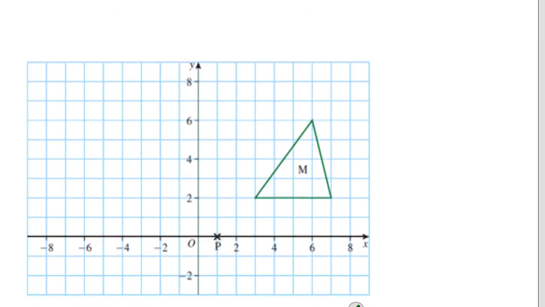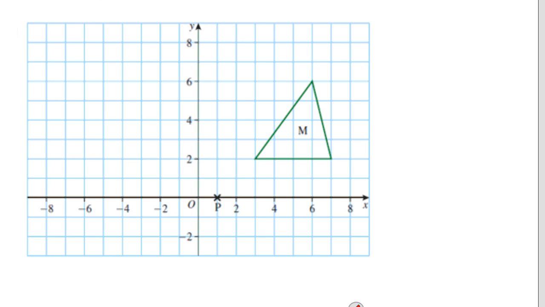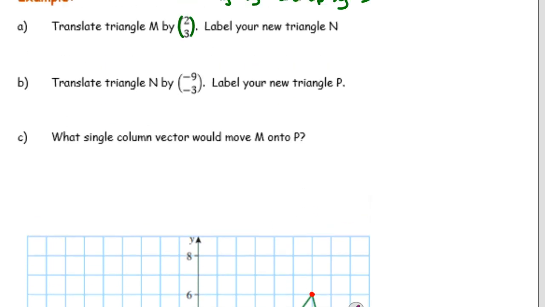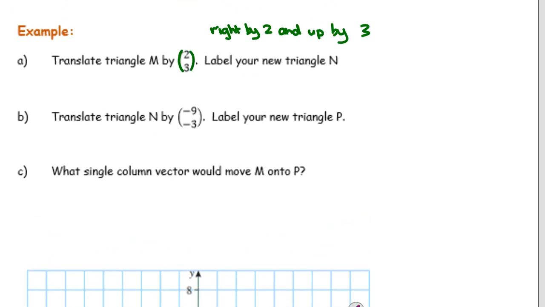So here's our object. These are the points on the object. It can be good to do the little points first. Now let's make the image. Let's remind ourselves what we have to do. We need to go right by 2 and up by 3. Right by 2, up by 3.